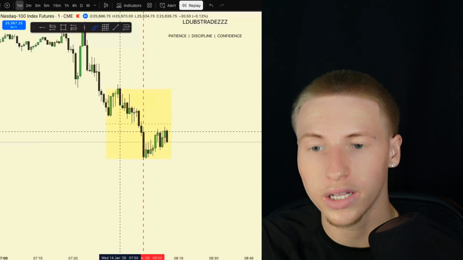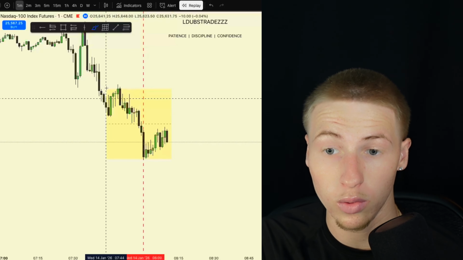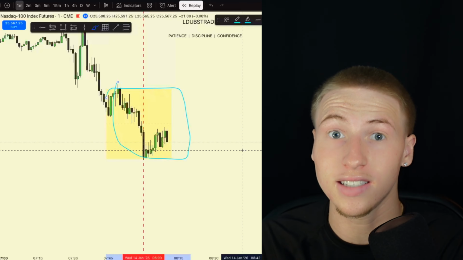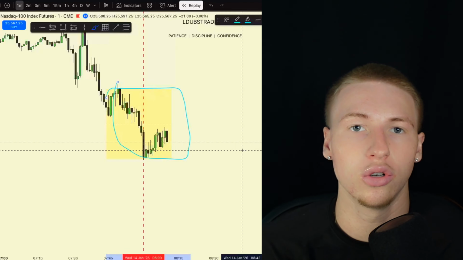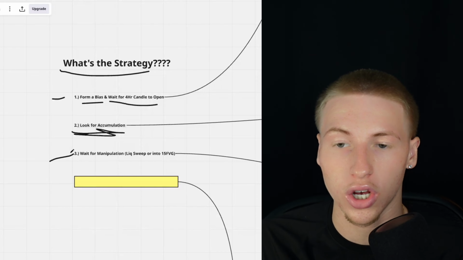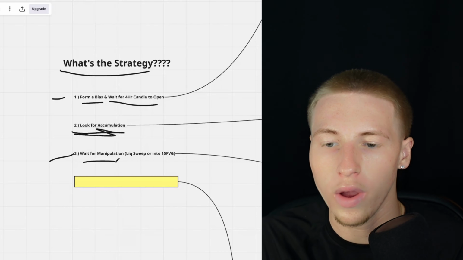I want you to note this and write this down: almost every single time we see the littlest bit of accumulation, it's showing that this setup is going to set up and it's most likely going to play out. Now this brings me to step 3, which is one of the most important parts of this 4-step strategy: wait for the manipulation.